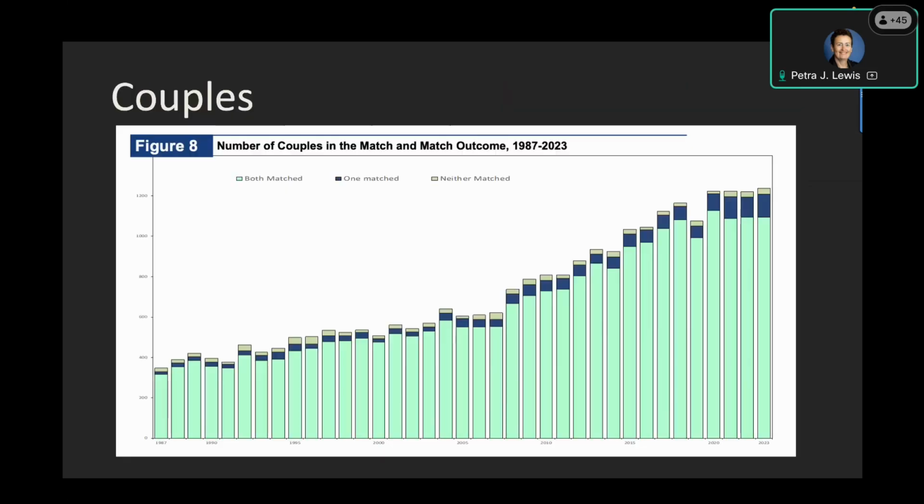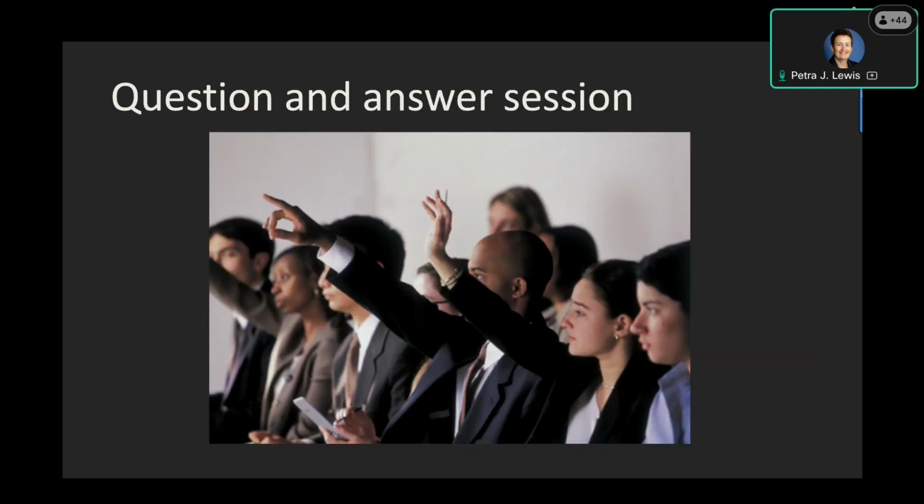I'm just going to talk very briefly about couples matching. The number of couples in the match has markedly increased, and the majority match, but sometimes only one matches. It's very specific to your couple, and you really need to work very closely with your medical schools, and hope you've got some good advisors there who can help you with that. But you do need to apply to a lot of programs, and every now and then couples end up in different cities, which is super tough.